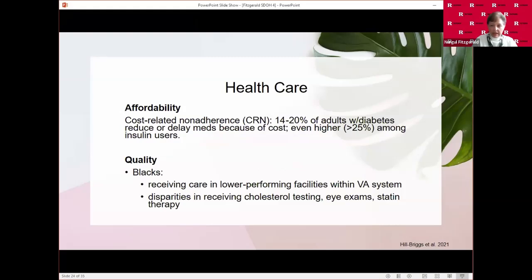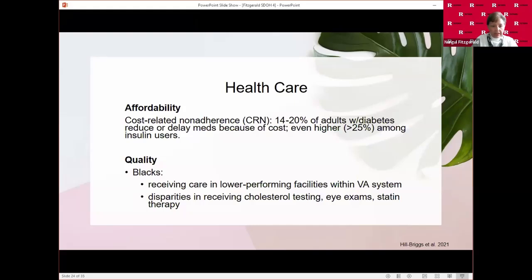Affordability and quality of care, of course, are other elements in relationship to diabetes outcomes. Cost-related non-adherence can be delayed if people do not have adequate or quality healthcare access. And this cost-related non-adherence has been reported to affect the taking of medications in 14 to 20% of adults with diabetes, and even higher for people who use insulin.